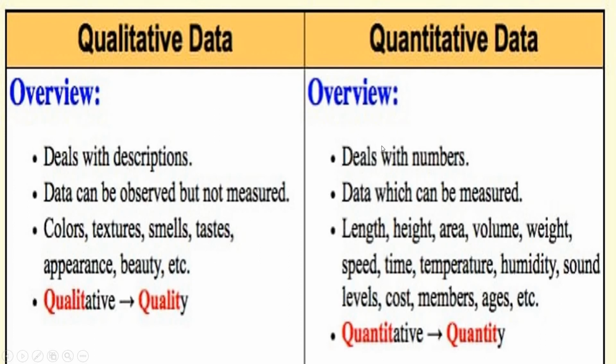And I wanted to discuss quantitative data, which deals with numbers. Data which can be measured, when we refer to the data in numerical form. So originally we can measure it. Data which can be measured, for example length, height, area, volume, weight, these can be measured. Speed, time, temperature, humidity, sound level, cost, number, ages. And quantity means quantity. I hope that everyone understood.